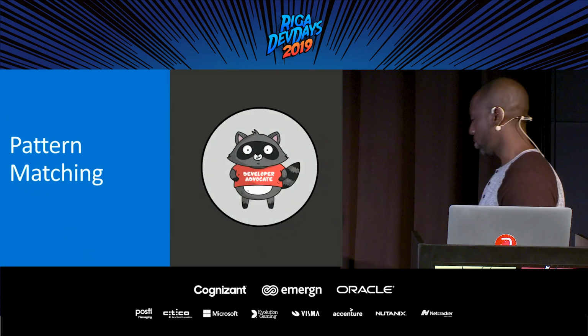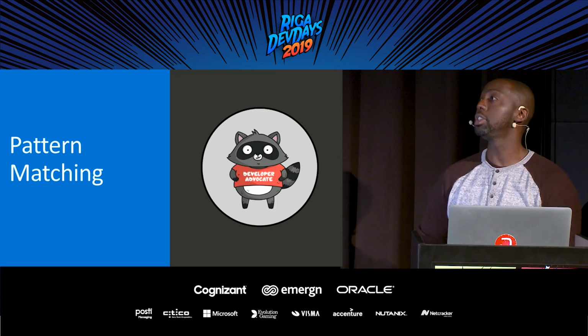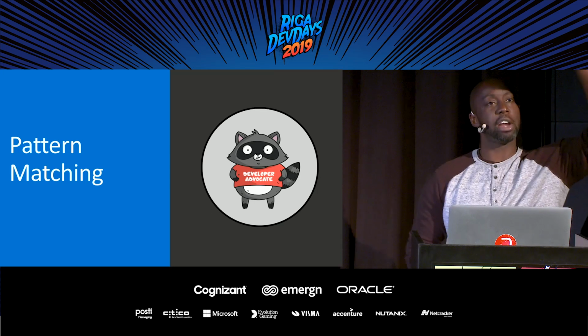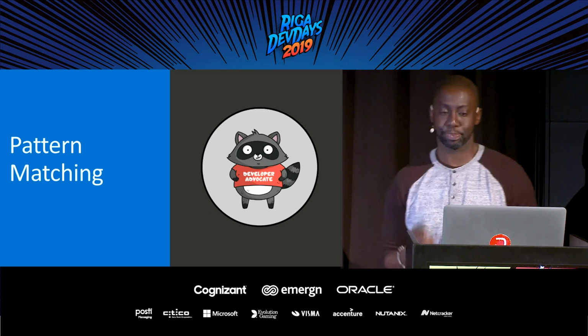Now, let's start off with talking about pattern matching. Pattern matching was something that was introduced in C# 7, and it's something that we continue to build on with 8. How many of you use pattern matching? Quick show of hands, or understand what it is. Not many of you. Okay.